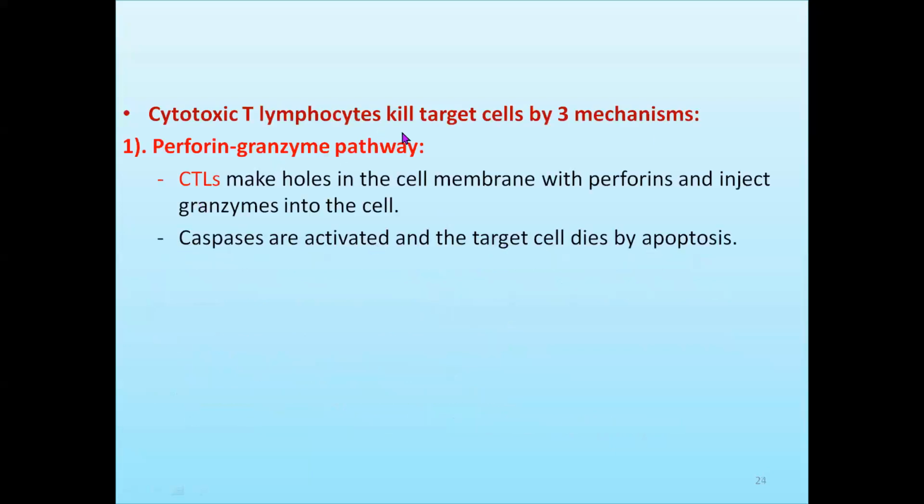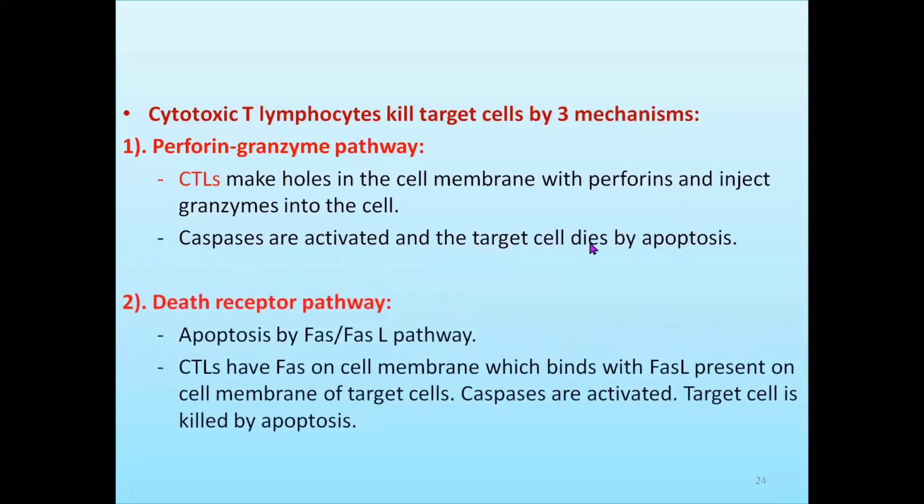Cytotoxic T lymphocytes kill target cells by three mechanisms. The first mechanism is perforin granzyme pathway. Cytotoxic T lymphocytes make holes in the cell membrane with perforins and inject granzymes into the cell. Caspases are activated and the target cell dies by apoptosis.